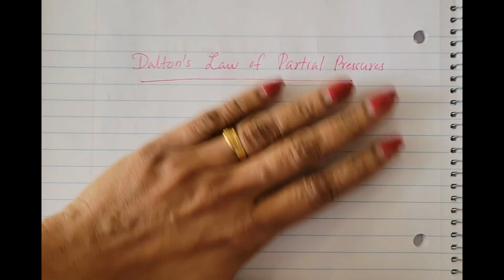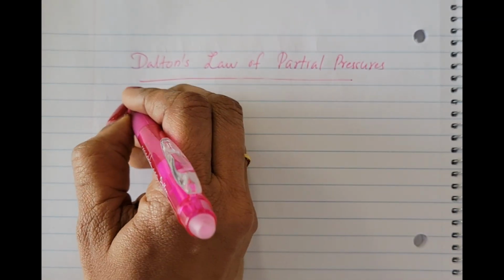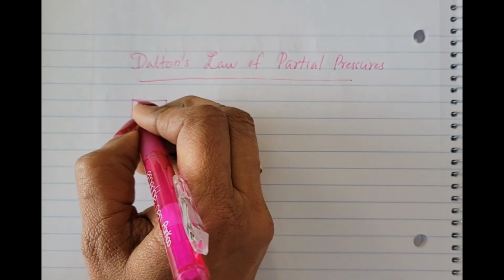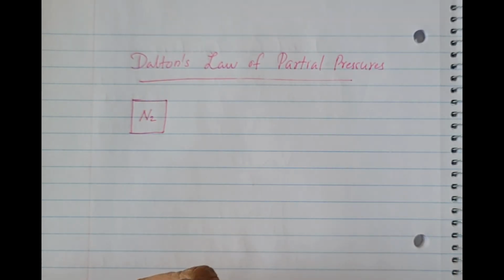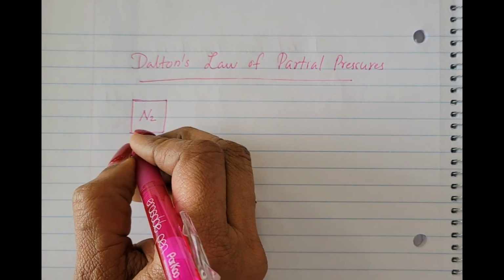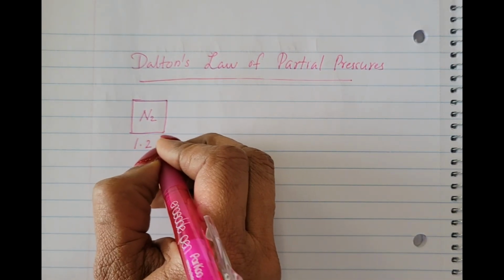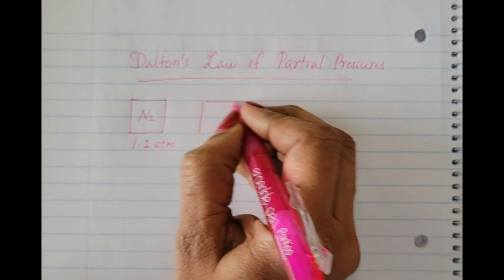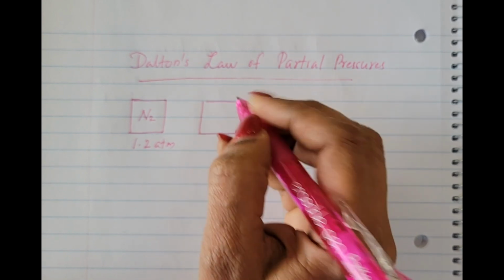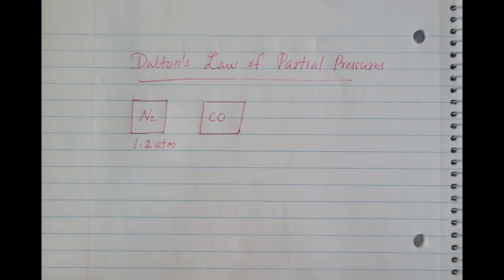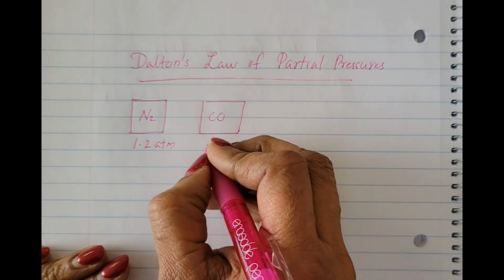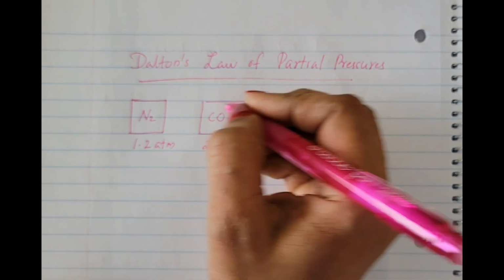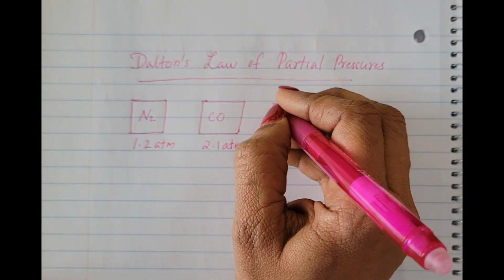So if I have a rigid container which has nitrogen gas in it, and suppose it has a pressure of 1.2 atm. And another container with the same volume which has carbon monoxide in it. Suppose it has a pressure of 2.1 atm. It's an assumption.